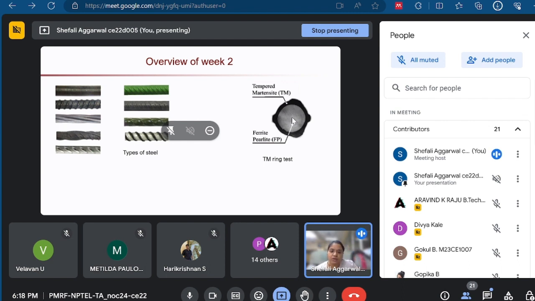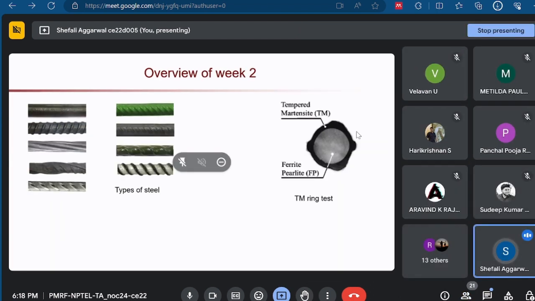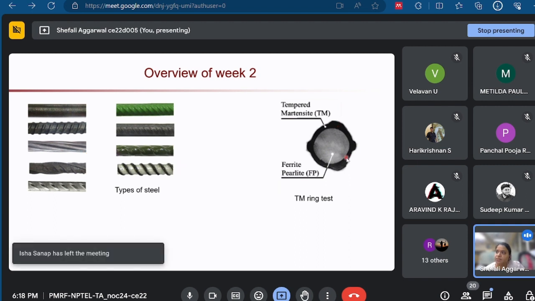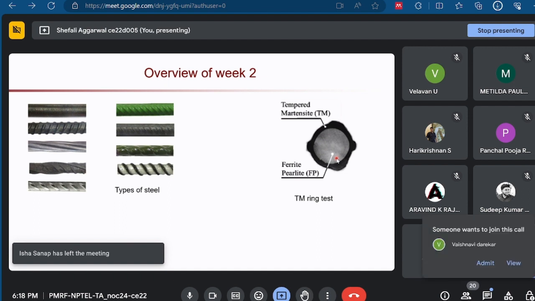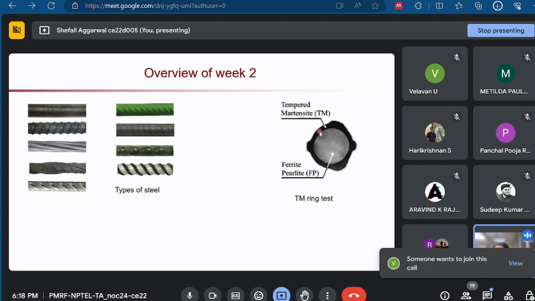Generally, we use a nitrile solution, and we pour that solution over the surface, and then we wait for 15 to 20 minutes. After 15 to 20 minutes, we will see a clear ring of tempered martensite. If we are not seeing that ring, then we can say that our rebar is not a good quality rebar. If we have a clear ring outside, then it is a good quality rebar. So this test is mostly done to check the quality of our rebar.